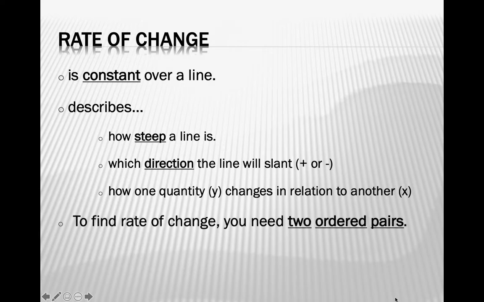To find the rate of change, you will need two ordered pairs. Whether we are looking at a graph or a table, we always need 2 points to find how steep the line between those 2 points is going to be. So let's take a look at a few examples.